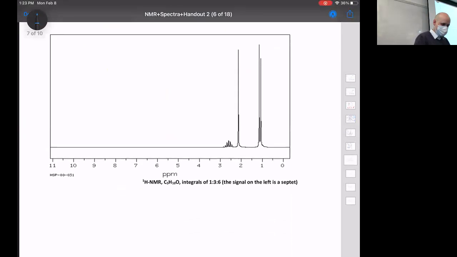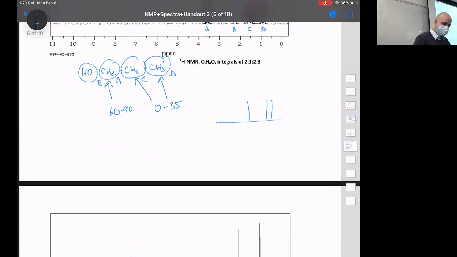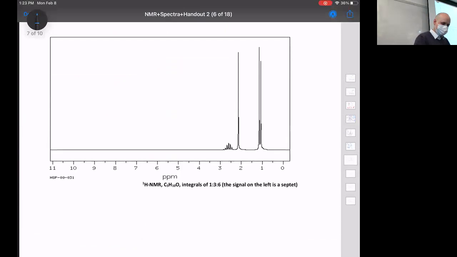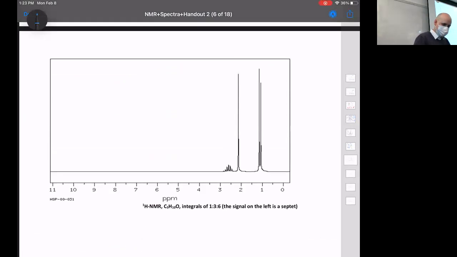All right, so this is the next one. Give it a try. Let's go ahead. I'll just label these A, B, and C. And integrals are 1H, 3H, and 6H. You will have to use some logic to deduce what's in there. You should have 5 carbons, 10 hydrogens, and 1 oxygen at the end of the day.